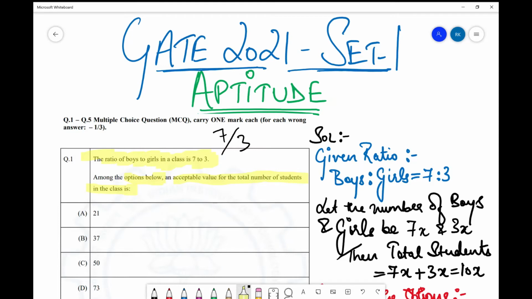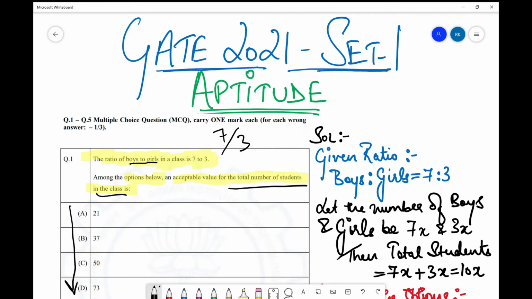So basically they've given the ratio of boys to girls and they are asking us to check which one of the following options could be an answer for the total number of students in the class. So it is a very simple question, a very classic question that we used to solve in our class 10th. So just a quick revision is what you need to do, but nevertheless we are going to solve it in the very basic manner so that it is clear to all.